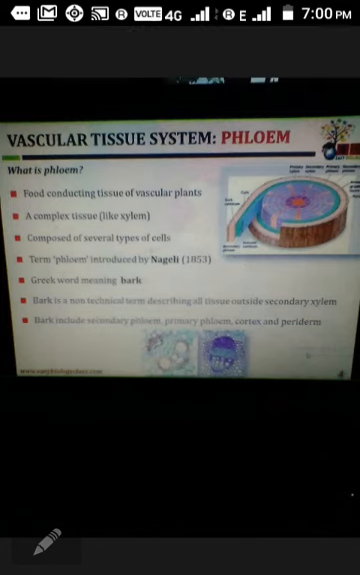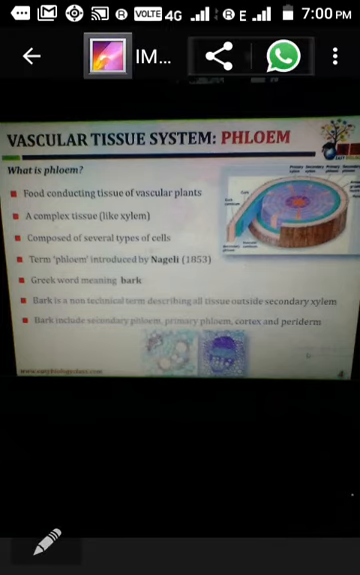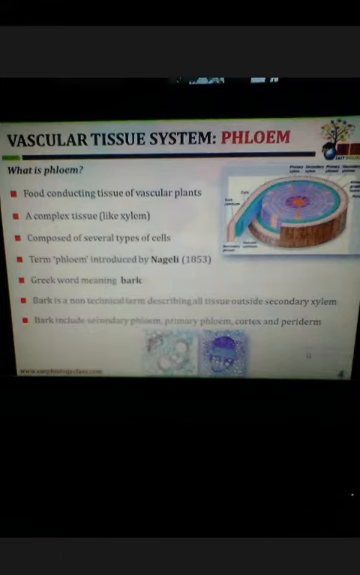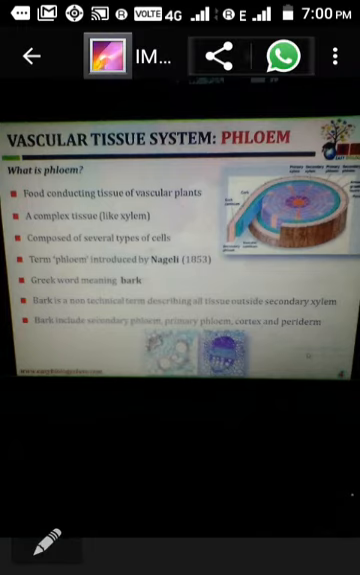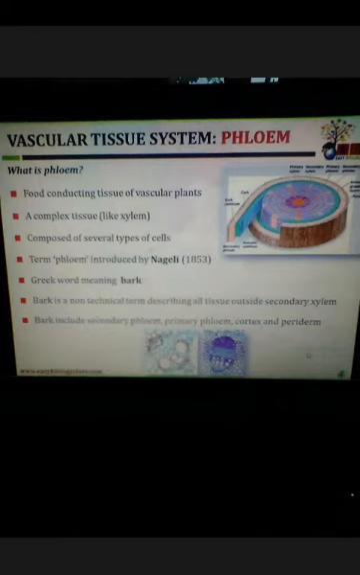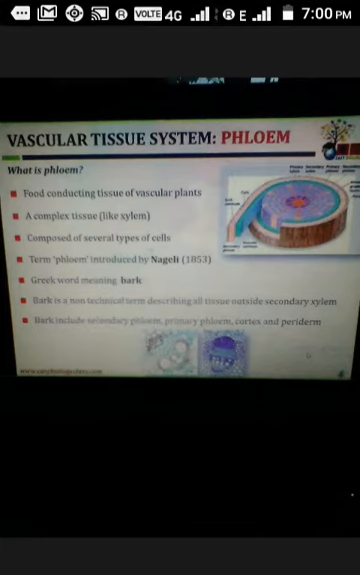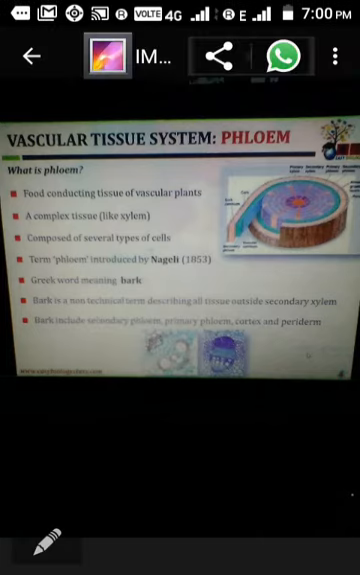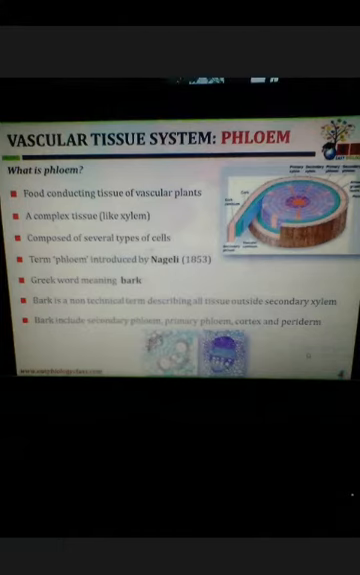So before going to study phloem translocation, how phloem translocates food material, it is better to understand the anatomy, structure and functions of phloem first. For that purpose I have prepared this lecture. So let's start to know something about anatomy, morphology, structure of phloem, then the function of phloem.